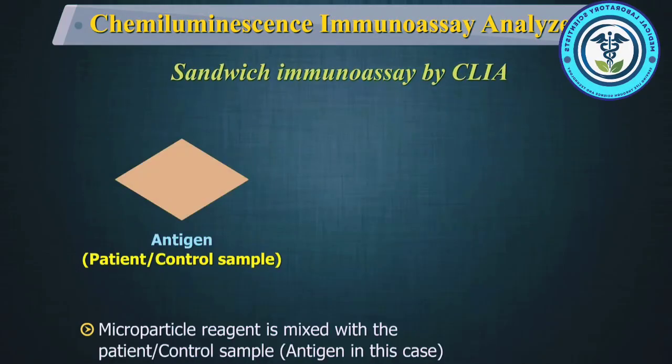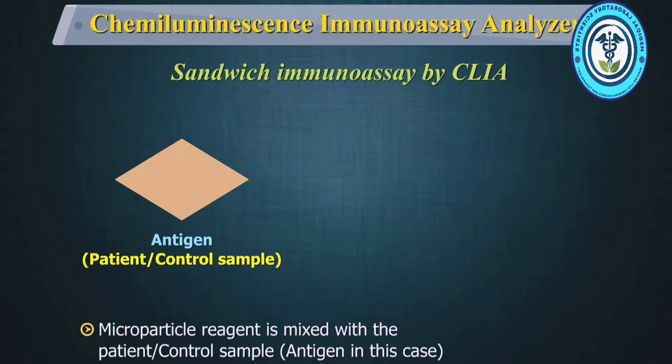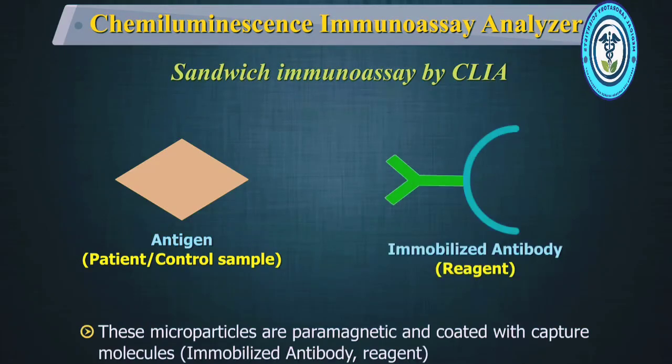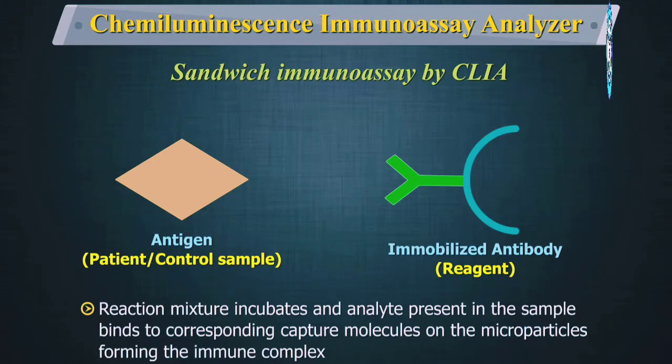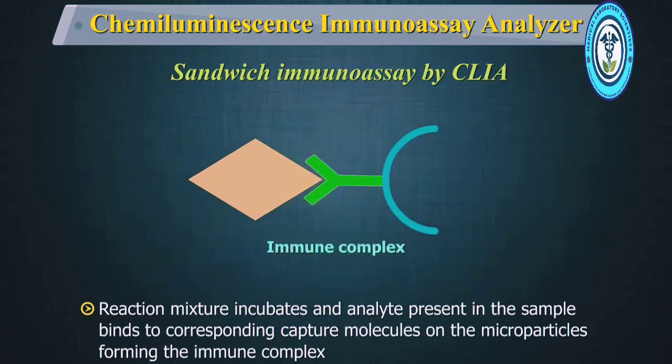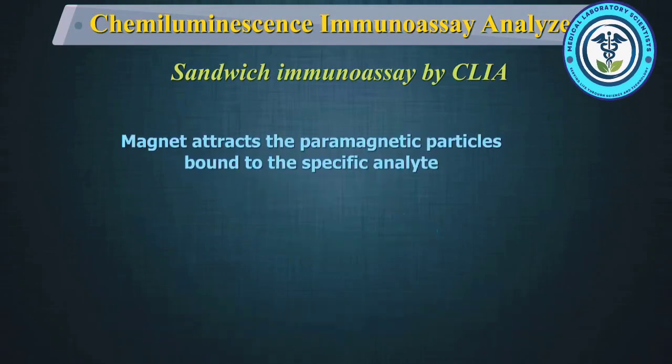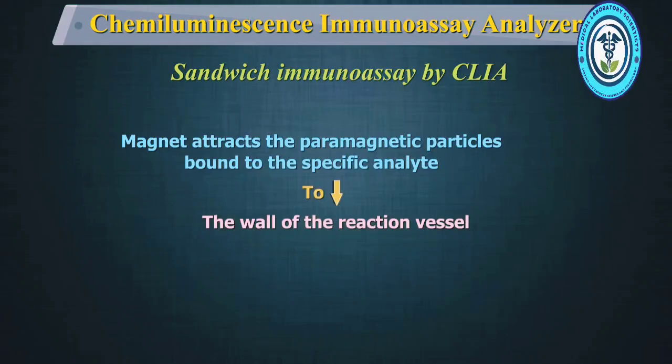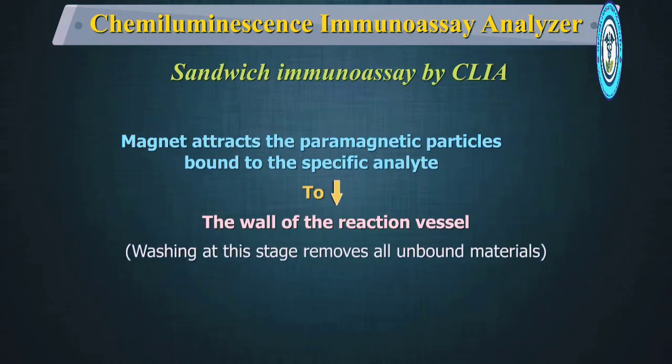The microparticle reagent is mixed with the patient or control sample. These microparticles are paramagnetic and coated with captured molecules. The reaction mixture incubates and the analyte present in the sample binds to the corresponding capture molecules on the microparticles, forming the immune complex. A magnet attracts the paramagnetic microparticles, now bound to the specific analyte, to the wall of the reaction vessel. Washing at this stage removes all unbound materials.